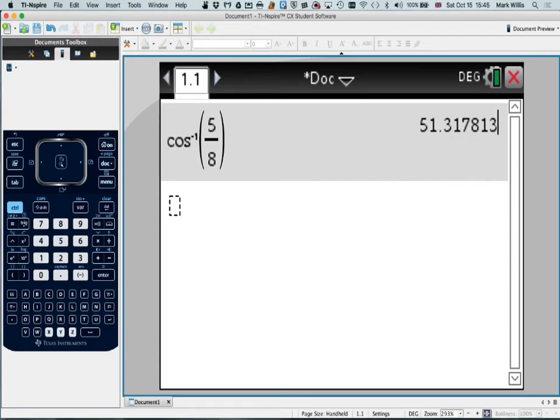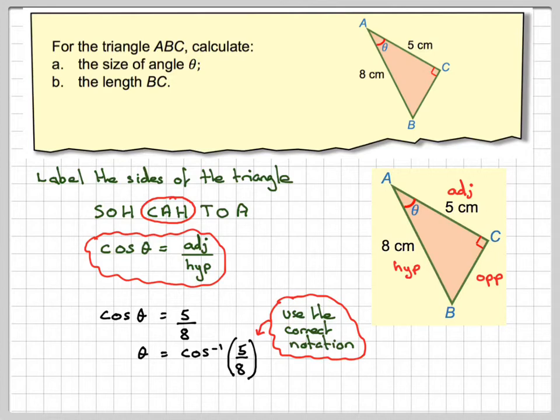51.3178 degrees. So you should write down a few values in the exam, 51.317 degrees, and then write it off rounded to 1 decimal place for an angle, so 51.3 degrees. Be careful if you have to use that again in a calculation. You should use this one up here.